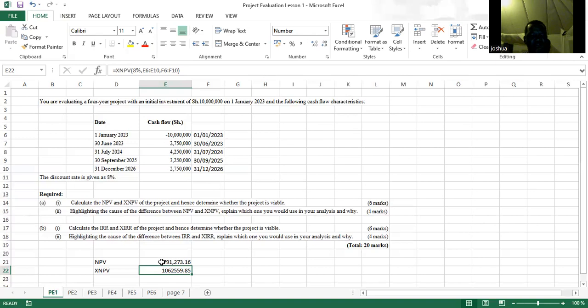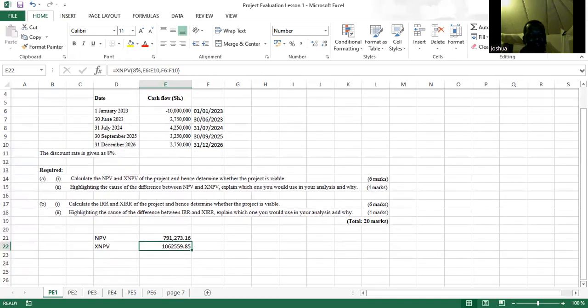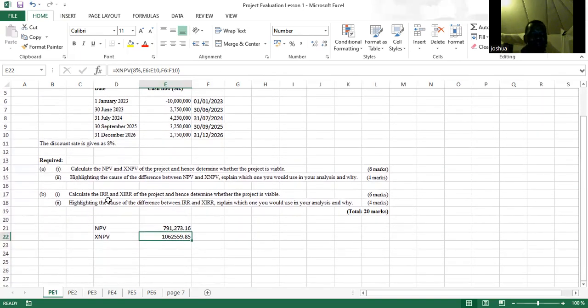And in your analysis, why? Under this analysis, we'll use XNPV because when you look at the dates here, they are not in an annual format, so we will use XNPV. Then we'll go to part B of the question. Part B of the question is IRR and XIRR. So let me write those here.